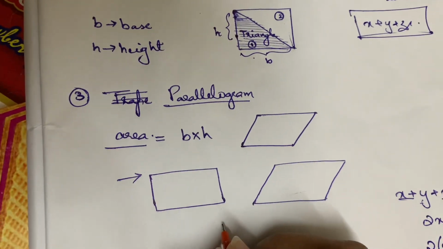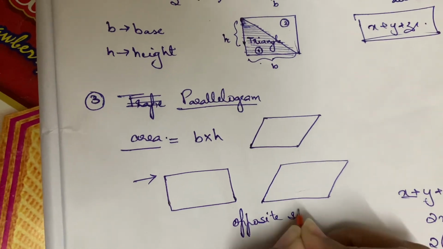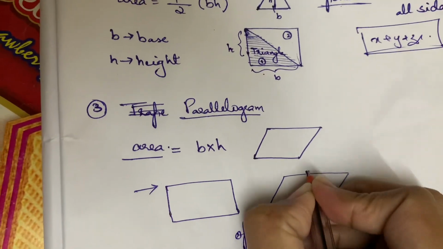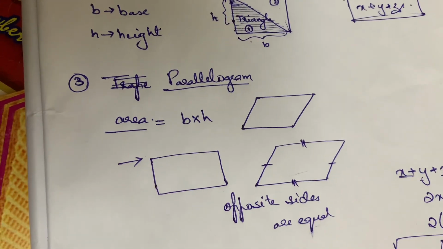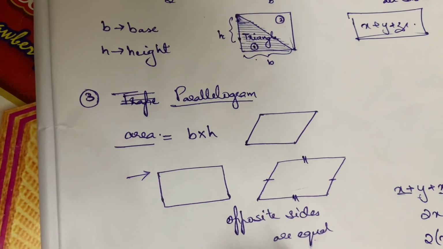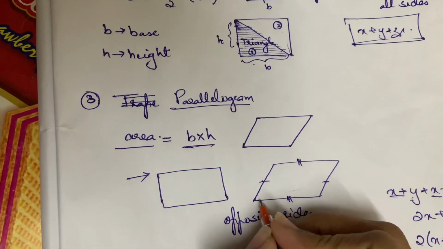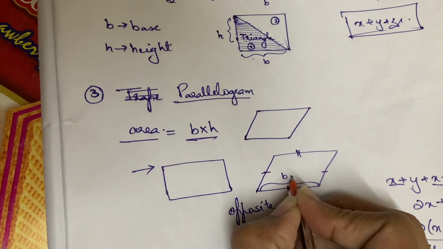In a parallelogram also, opposite sides are equal. So this and this are the same, this and this are the same. Now, how do I find the area of this? To find the area of this, base times height I'm supposed to do. This is what is going to be the base. We are very well aware that this becomes the base.